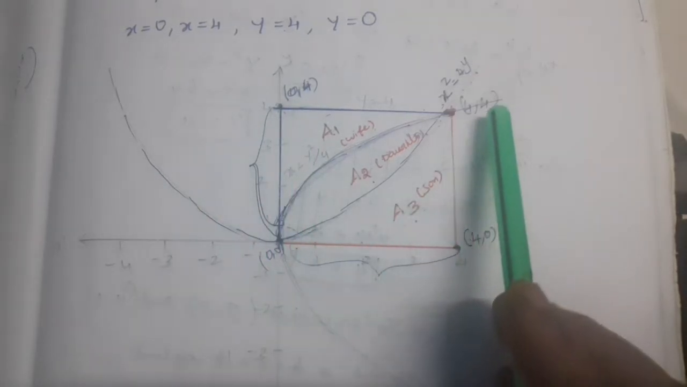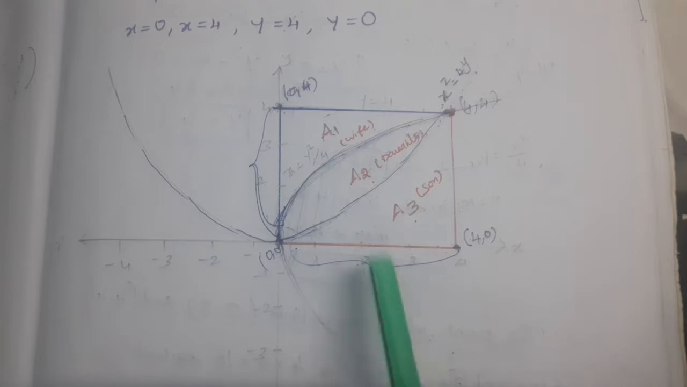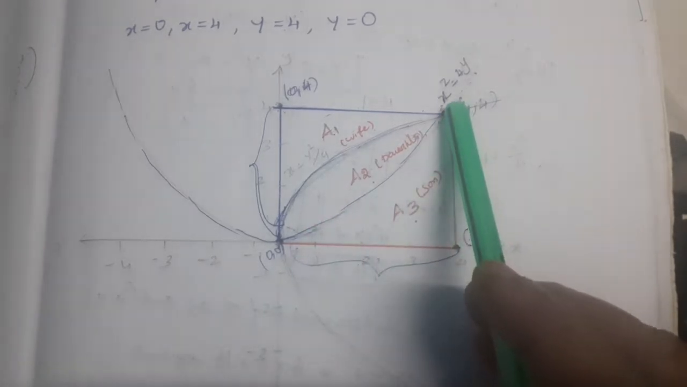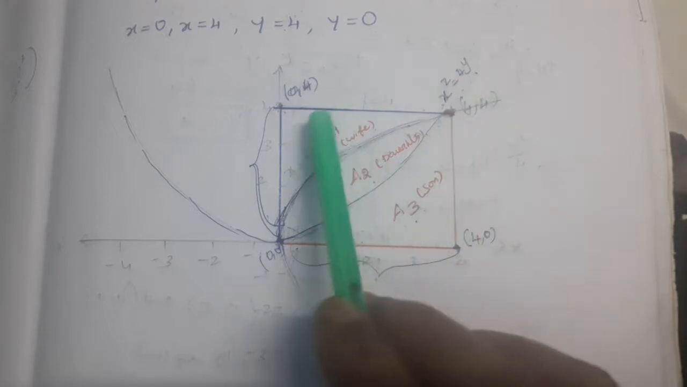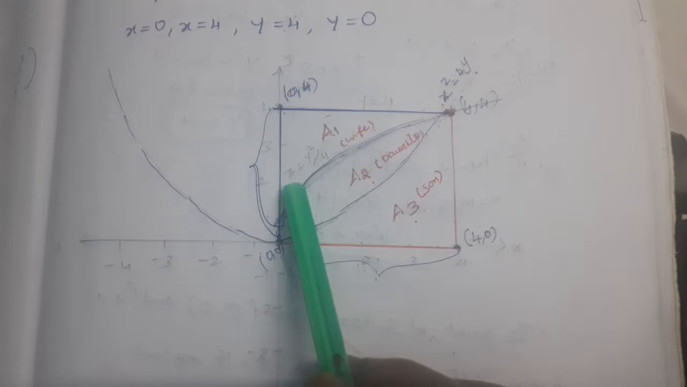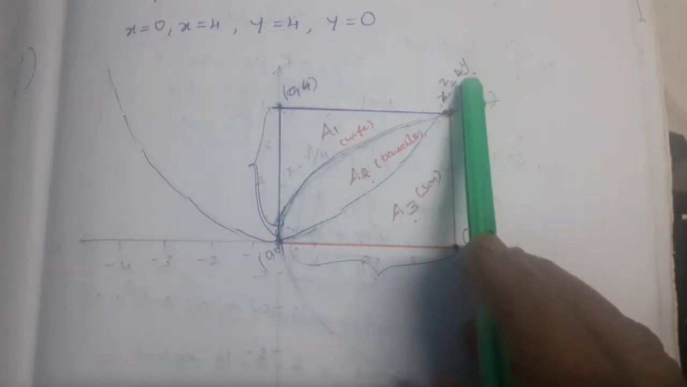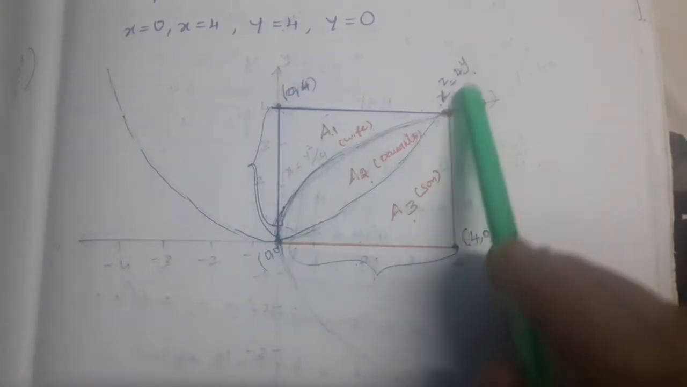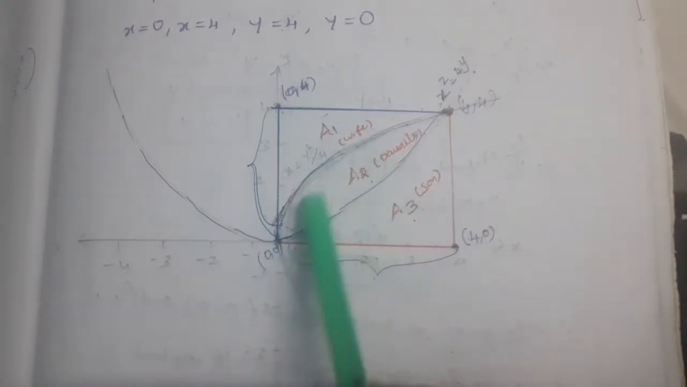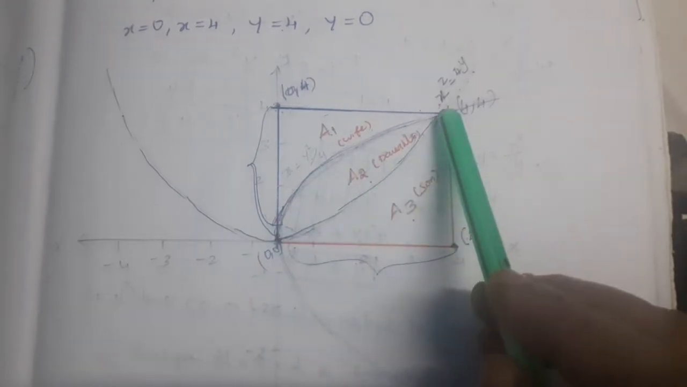First we will draw the rightward curve, y square equal to 4x. The other one is x square equal to 4y, which is an upward curve. y square equal to 4x is the rightward curve. So this is the diagram, and this is the bounded area.